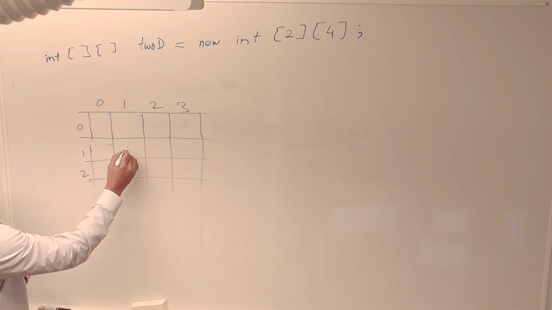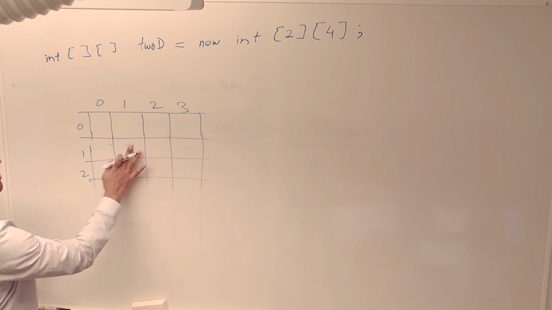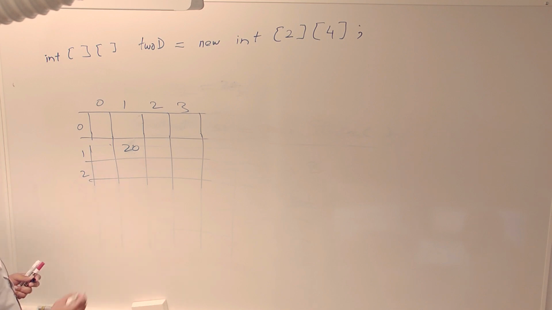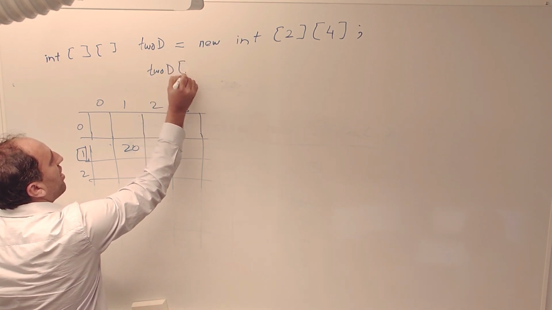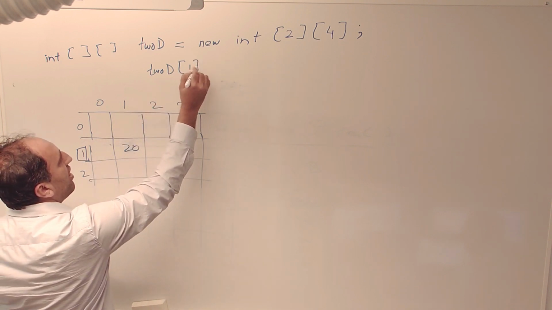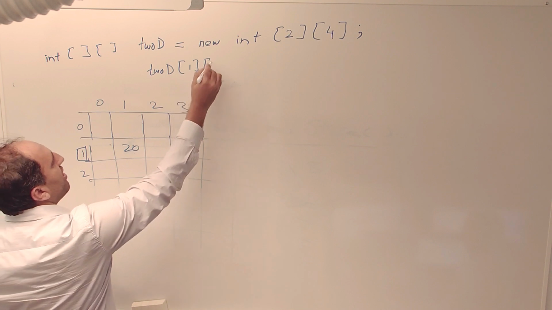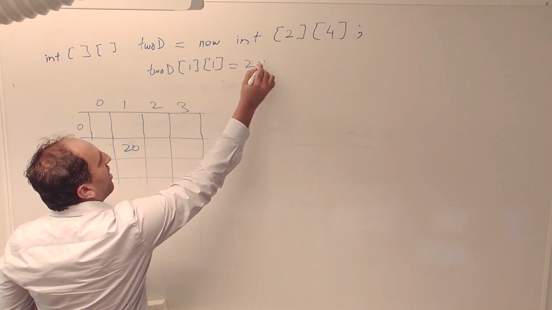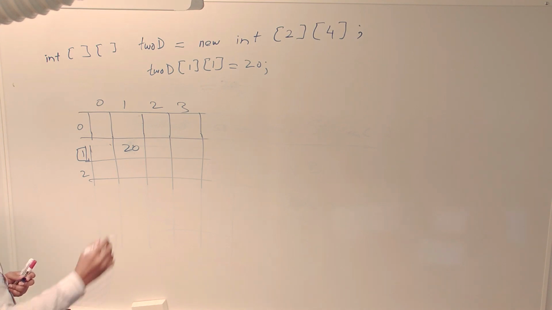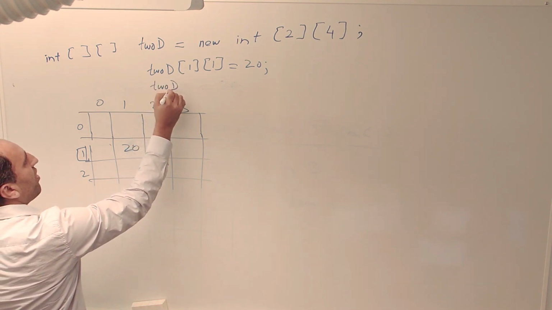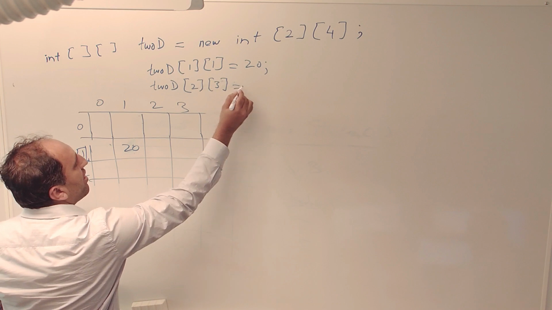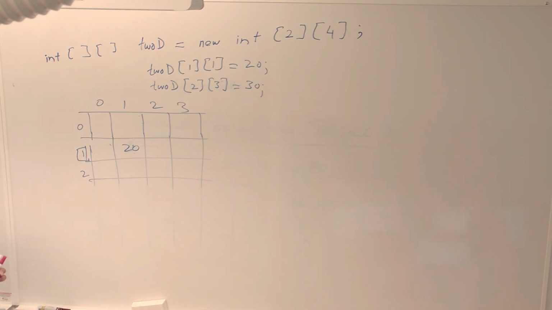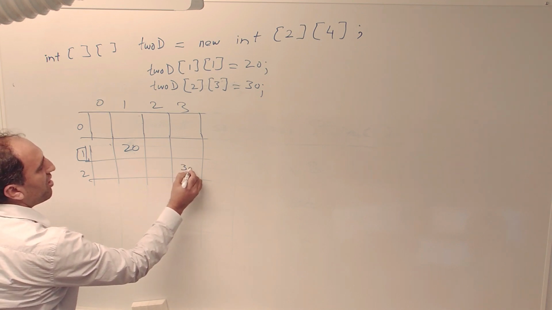Okay, and now to access these elements, how can we access these boxes? For example, if I want to put some value over here, like an integer value, like I want to put 20 in this box, what is its row index? 1. So I can use 2D, the first index 1, second index again 1, and if I put 2, 3 is equal to this, so this value will go to this position.